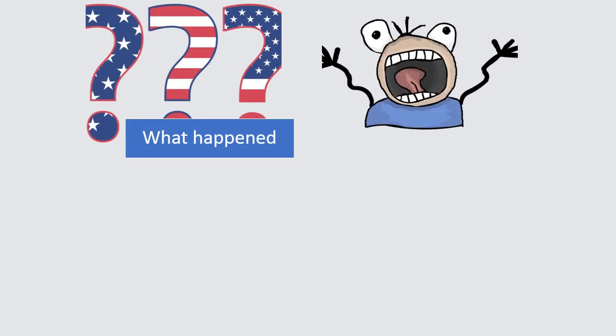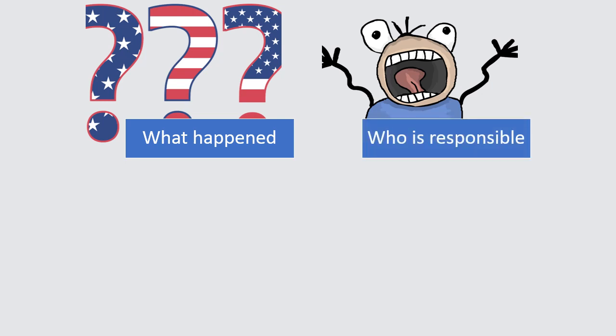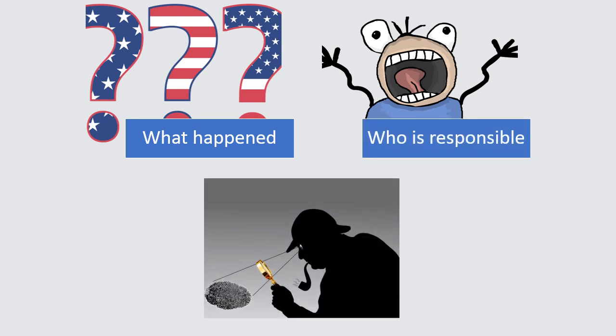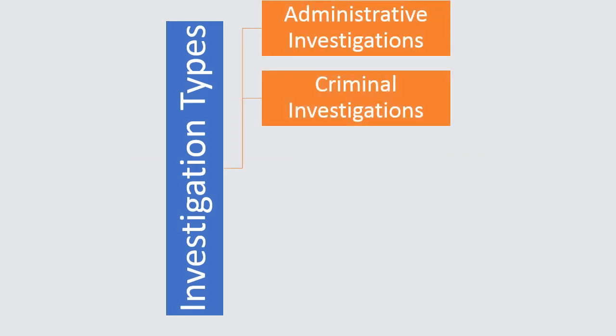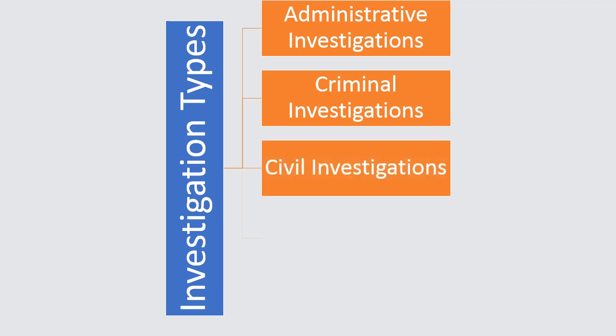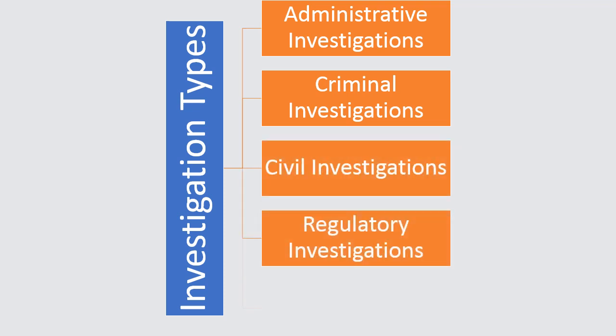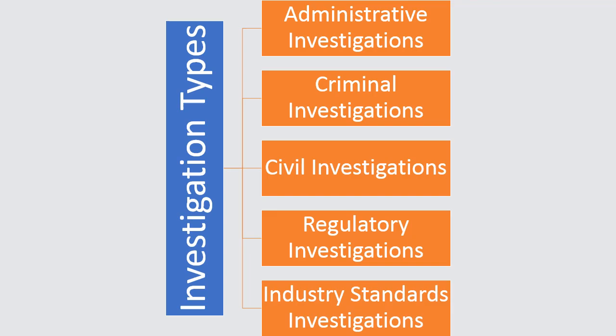Security operations understand requirements for investigation types. The purpose of an investigation is to determine what happened and who is responsible and to collect evidence that supports this hypothesis. Investigation types are administrative investigations, criminal investigations, civil investigations, regulatory investigations, and industry standards investigations.